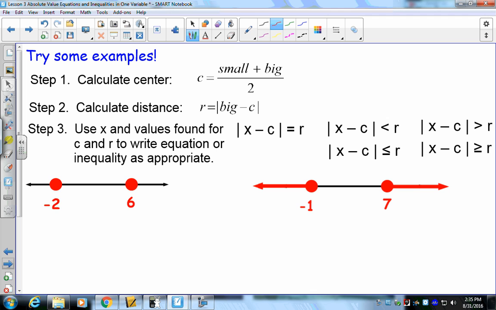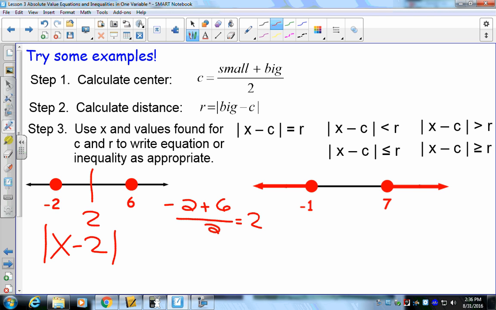All right, let's try some examples. So from -2 to 6, add, divide by 2 to get your center. That gives you 2. -2 plus 6 is 4, divided by 2 is 2. So my center is at 2. So x minus 2, and the distance is 4.